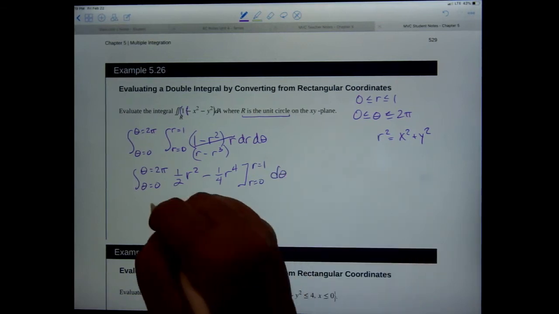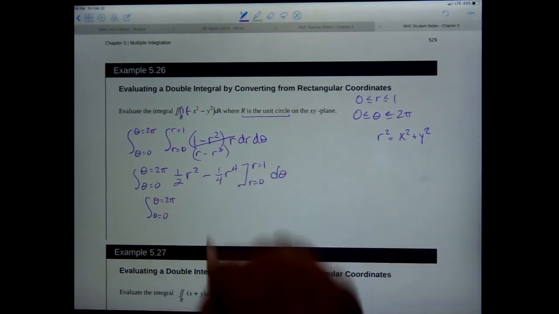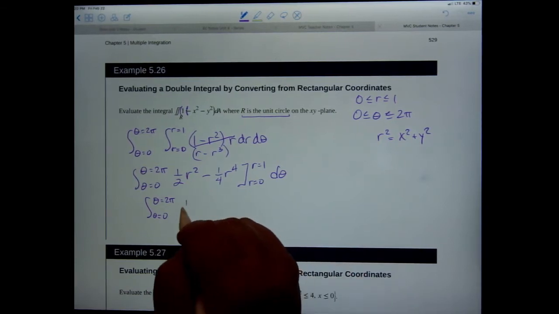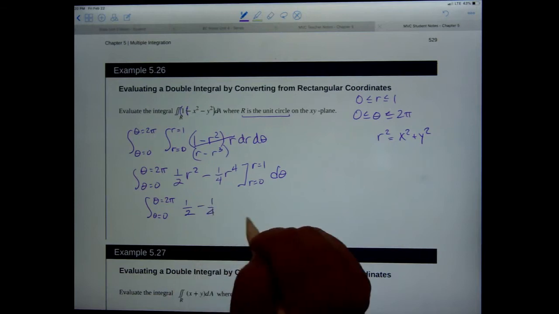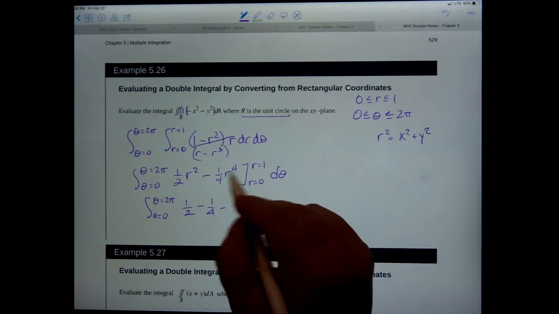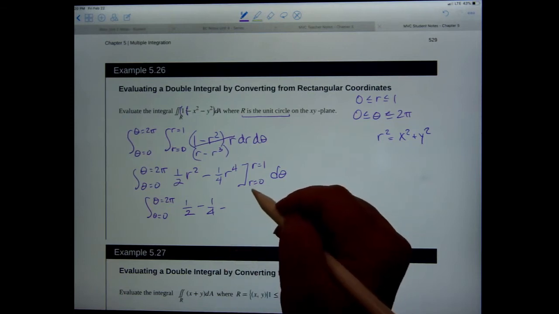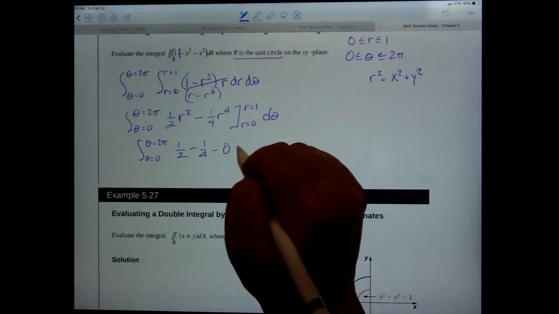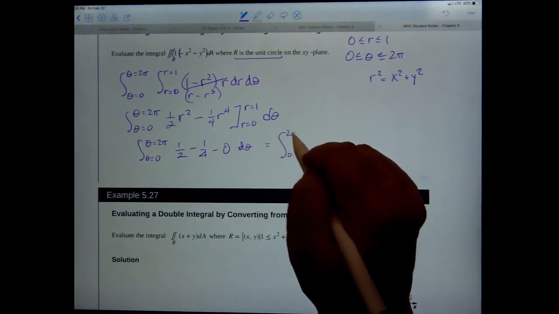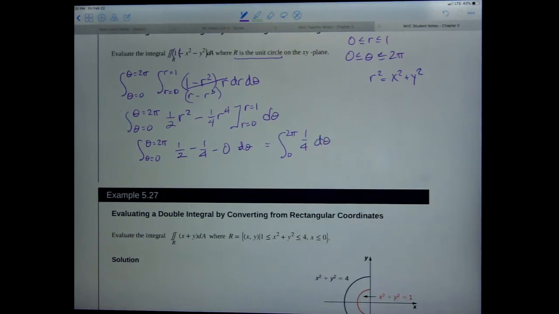So let's do it in our heads. If you plug in 1s for both the r's, actually no, I'm going to do it this way. That's going to be 1/2 minus 1/4, which is 1/4, minus what I get if I plug in 0, which is 0. So it's 1/4 d theta, which is 0 to 2 pi now. 1/4 d theta. I'm down to one letter, I can drop off the theta equals.